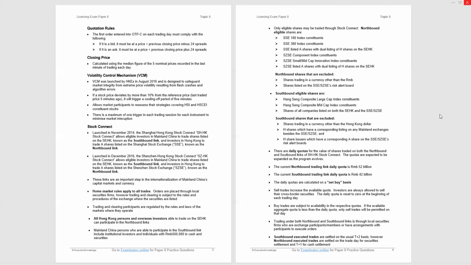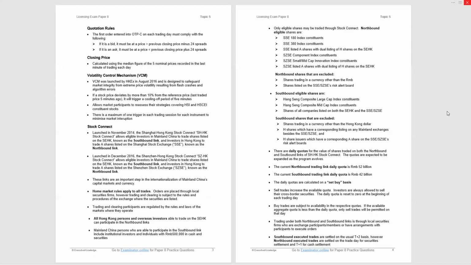The points I want to highlight, well, the 4th bullet point: home market rules apply to all trades. So if you are trading in Hong Kong, it's the Hong Kong market rules that apply. If you're trading through the Stock Connect to Shanghai or to Shenzhen, it is the Shanghai or Shenzhen rules that apply, and that has been examined.